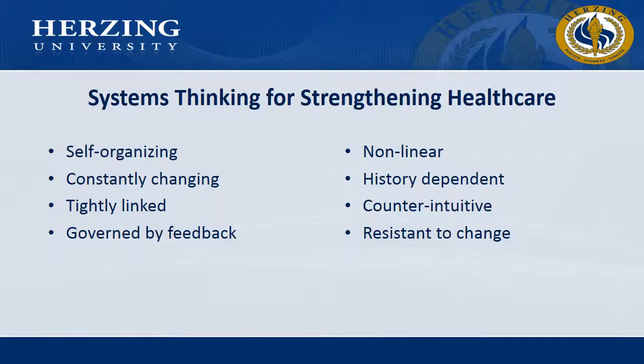Below are key principles needed in order to strengthen healthcare from a systems thinking perspective. They include being self-organized, that healthcare systems are constantly changing, that the variables are tightly linked, and that it is governed by feedback of peers and other providers. It's non-linear, meaning that it will grow. It is history dependent, meaning we look back on history at ideas that worked and ideas that did not work. It's counterintuitive and resistant to change.